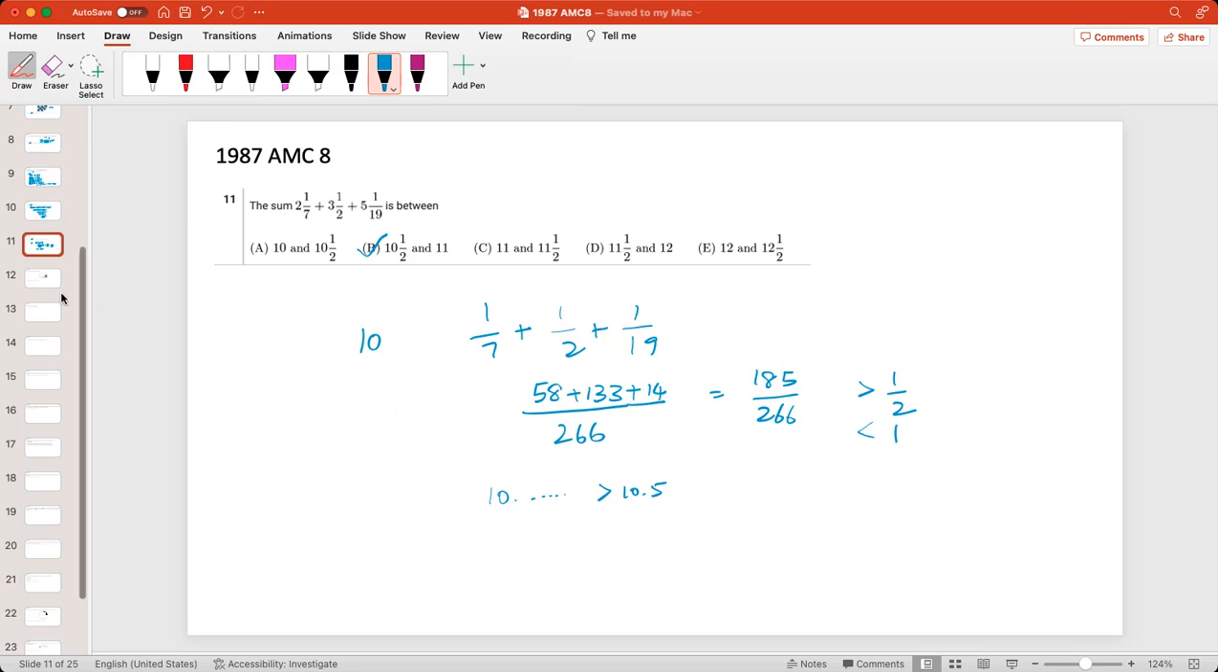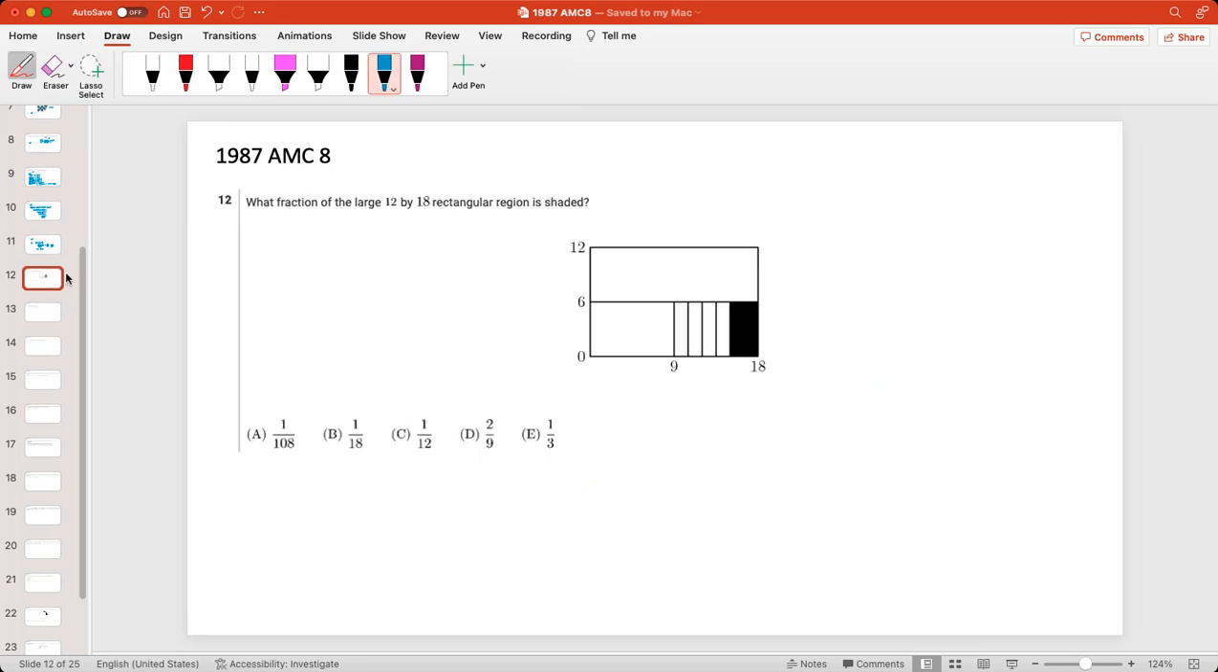Okay. Now let's go to question number 12. What fraction of the large 12 by 18 rectangular section is shaded? Okay, 12 by 18, we don't need the numbers. We just have to find the fraction of shaded region to the whole rectangle. So it's simple.